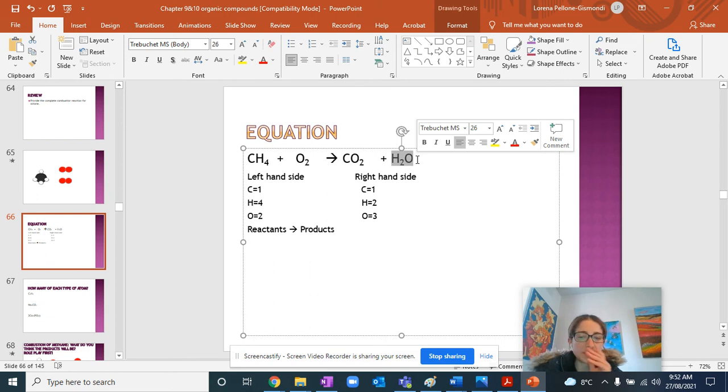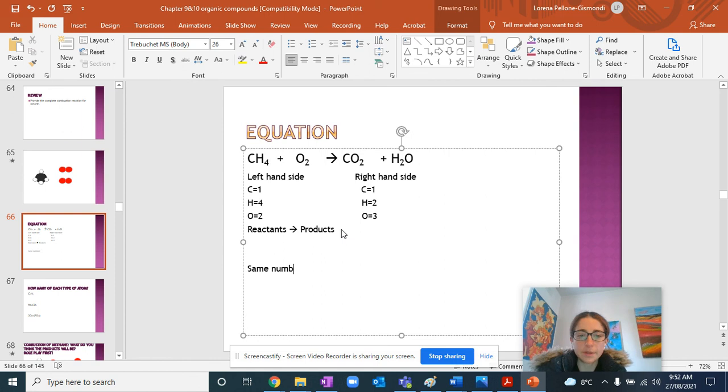So if we want to balance, we need to make sure we've got the right number of atoms, the same number of atoms on each side.